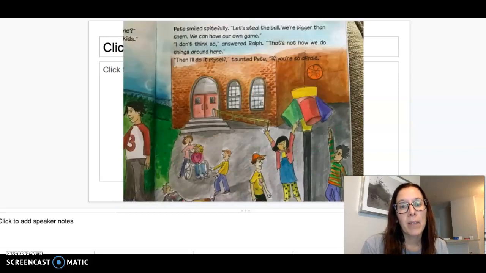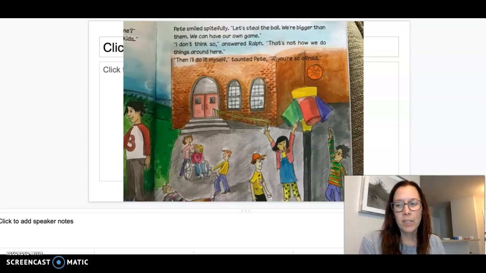Pete smiled spitefully. "Let's steal the ball. We're bigger than them. We can have our own game." "I don't think so," answered Ralph. "That's not how we do things around here." "Then I'll do it myself," taunted Pete, "if you're so afraid."